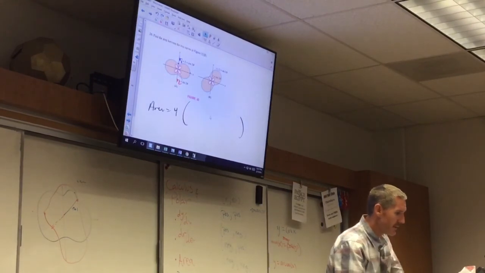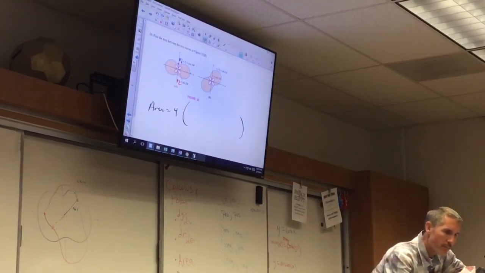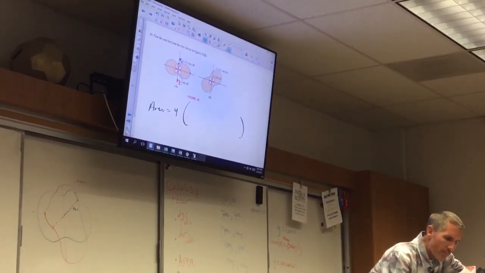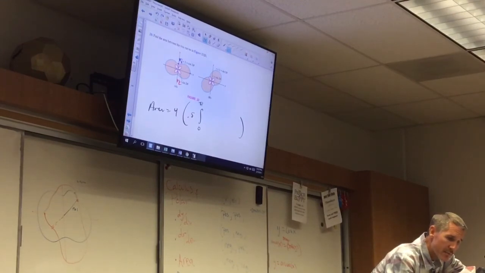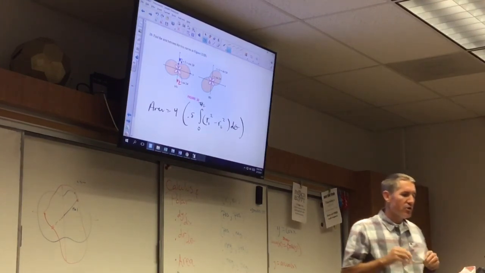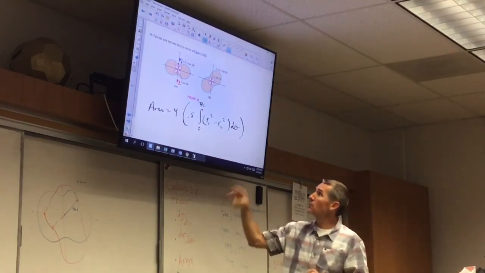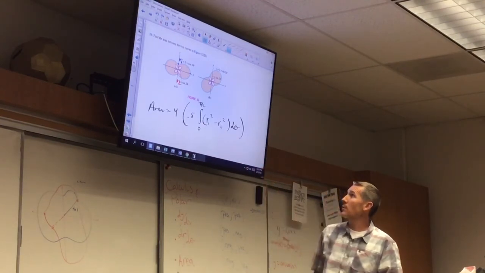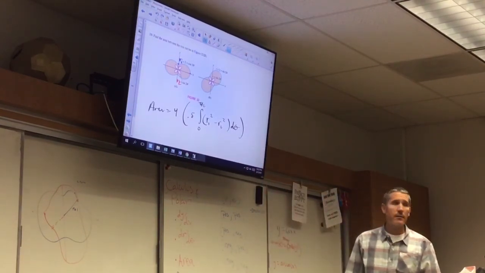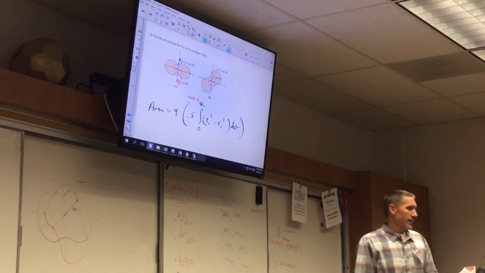So over here, it's going to be 0.5 or 1/2 times the integral from 0 to pi halves of r1 squared minus r2 squared d theta. So really, that's going to be just 2 times the integral from 0 to pi halves of r1 squared minus r2 squared d theta. Does that make sense?